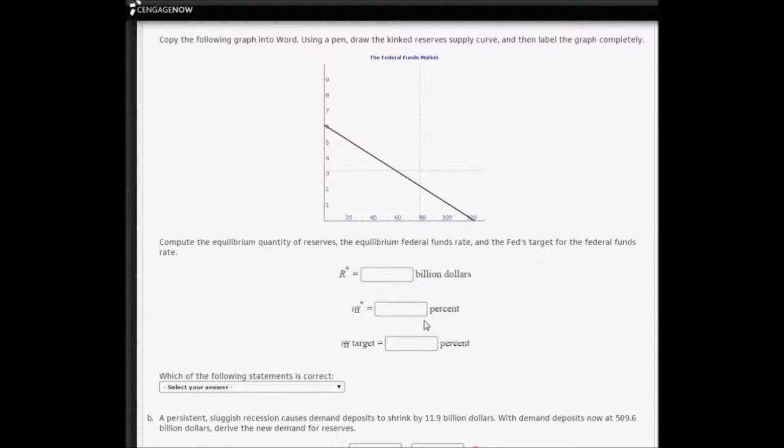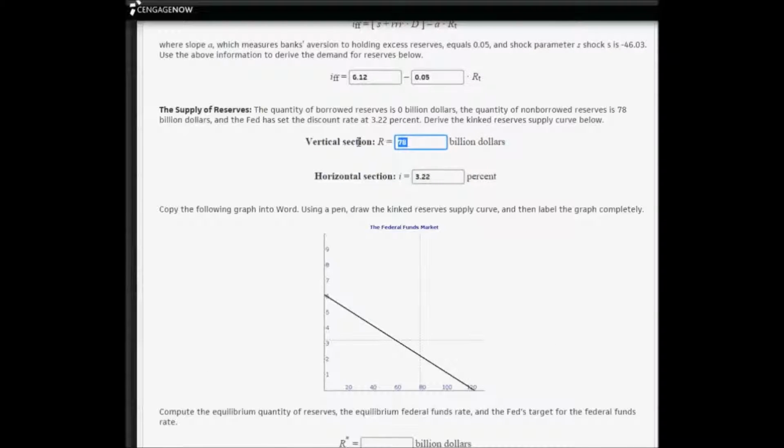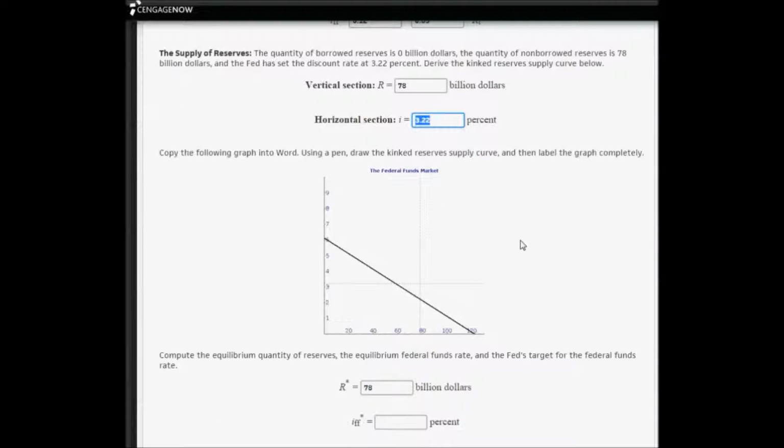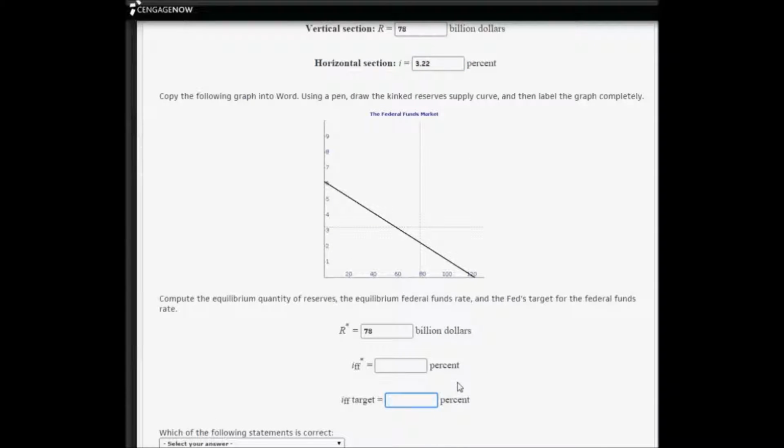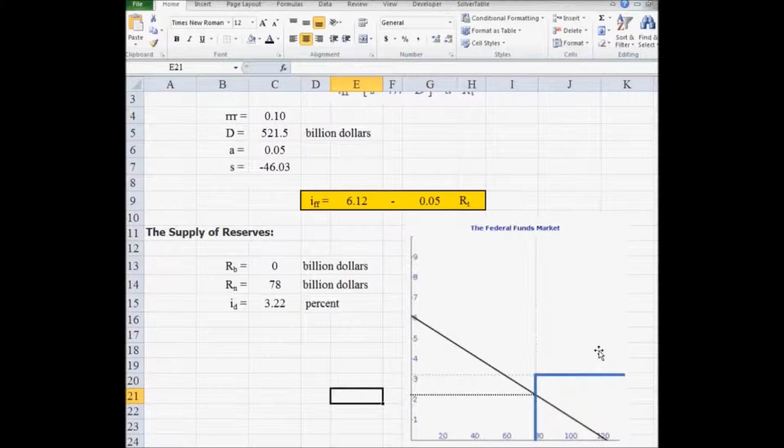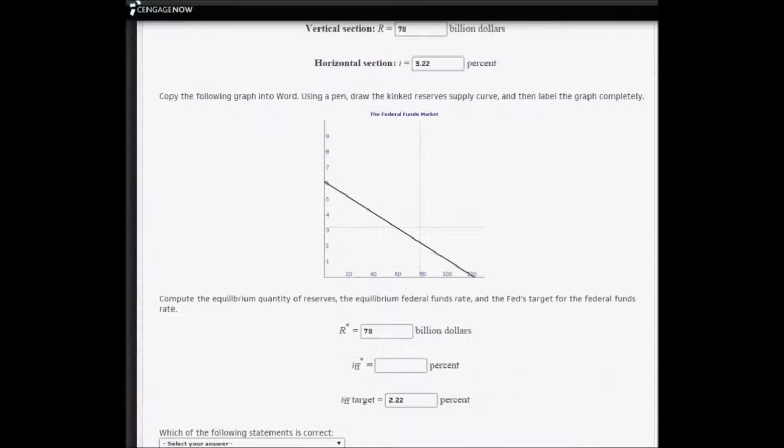Next, we want to actually calculate the equilibrium quantity of reserves, equilibrium federal funds rate, and the Fed's target for the federal funds rate. The equilibrium quantity is just 78. The target is 1 percentage point less than the discount rate. So if the discount rate is 3.22, the target is 2.22. The federal funds rate is determined by plugging the quantity of reserves into the demand for reserves. And that equals 2.22. So it looks like the federal funds rate is equal to its target.